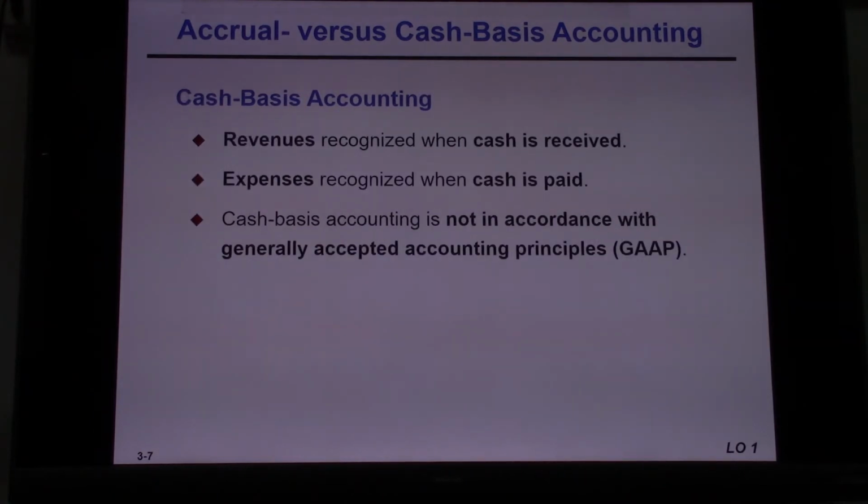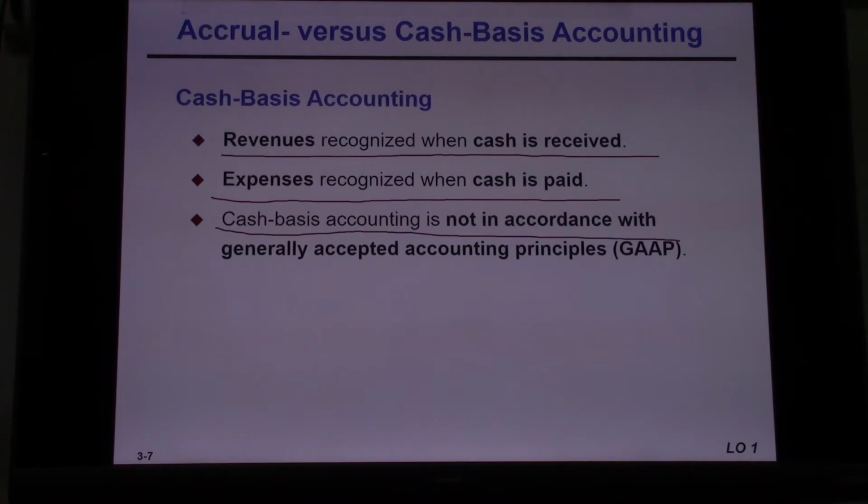On the other hand, as an alternative to the accrual basis, there is cash basis accounting. Under cash basis accounting, companies record revenue when they receive cash. So revenues are recognized when cash is received, while expenses are recorded when cash is paid. And cash basis accounting is not in accordance with generally accepted accounting principles. Individuals and some small companies use cash basis.